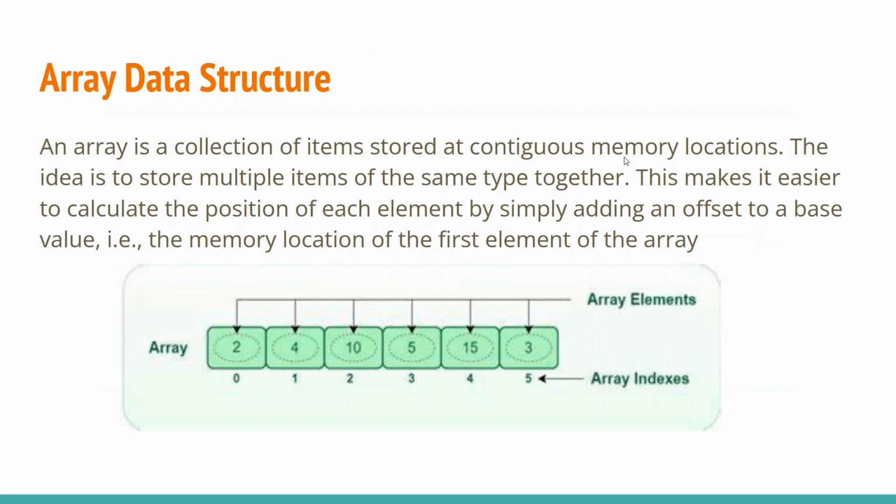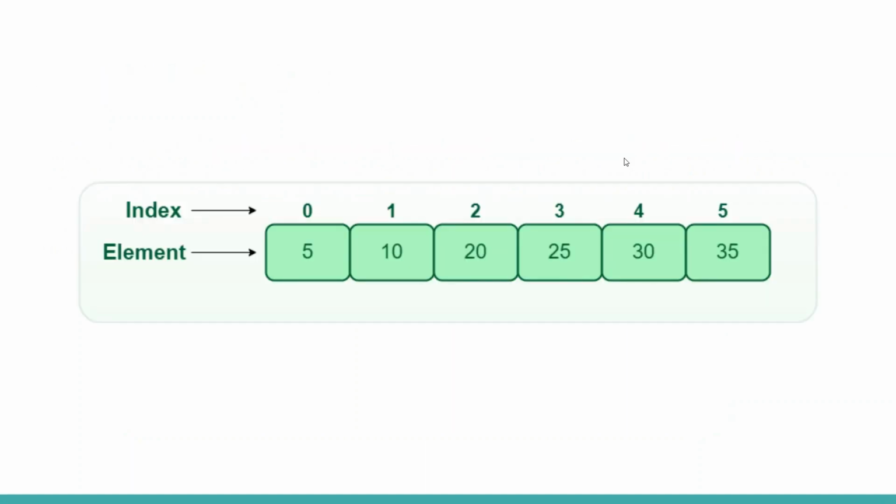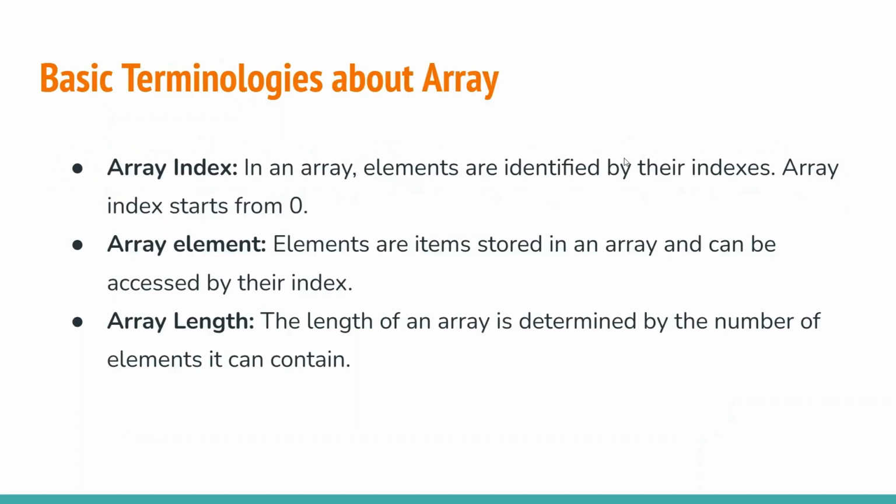See the diagram. You can see the array indexes. Array index start with 0 and it will continue. See the array elements 2, 4, 10, 5, 15, 3. Simple definition of an array. It is a collection of items of same data type stored at contiguous memory locations. You can see the diagram. It consists of the index starting with 0 and incrementing by 1, and we have the elements 5, 10, 20, 25, 30, 35.